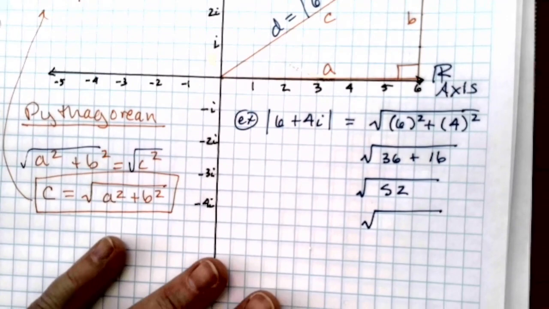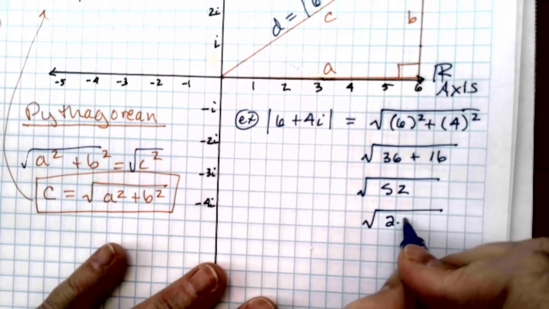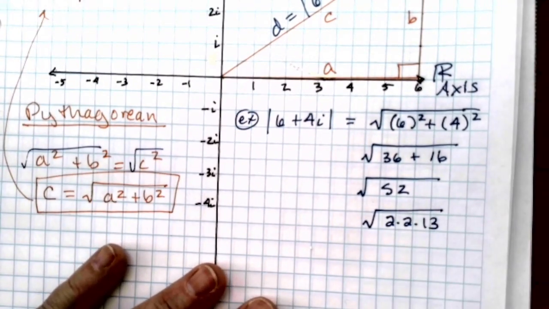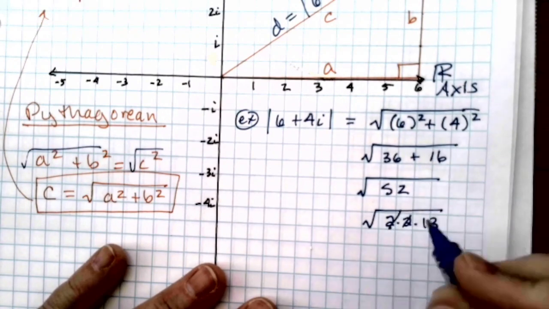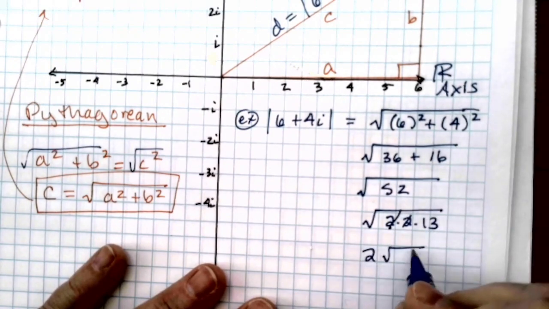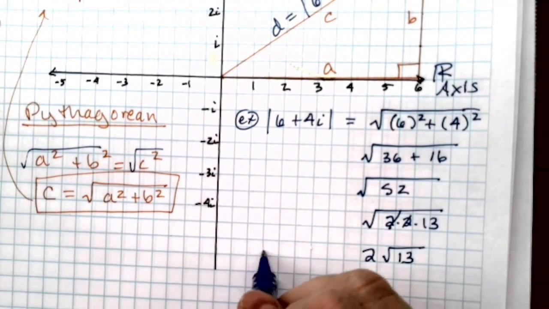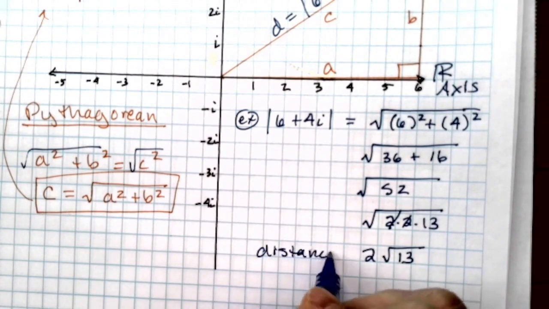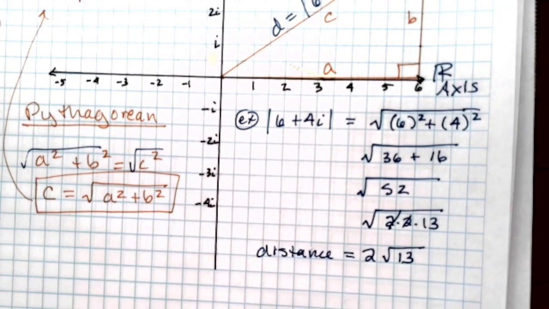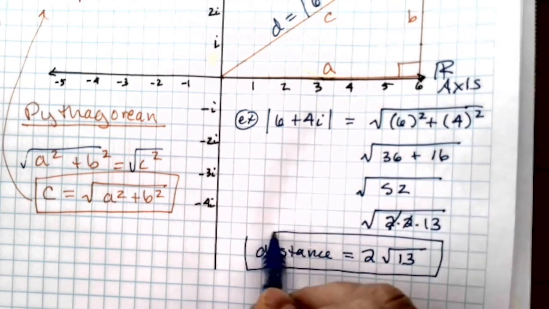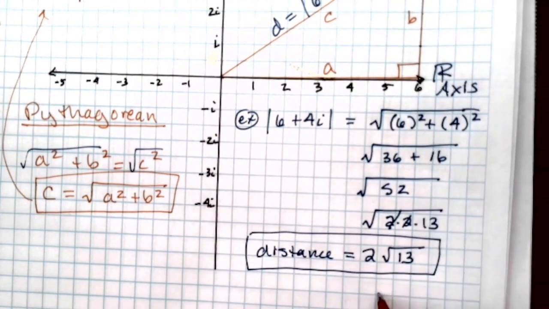Refactor the 52 to simplify the radical, and we get 2 times 2 times 13. So 2 2's, 1 comes out, the 13 is left in. So the distance from the point to the origin is 2 radical 13. You will notice that distance in this case is a real number. We're talking an actual distance.